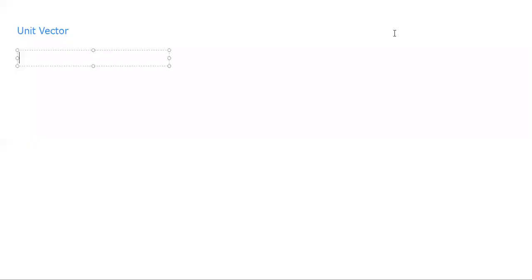The next topic is unit vector. As you can see from the name, that is unit vector. A vector whose magnitude is unity, that is 1, is called a unit vector. So the definition of a unit vector would be a vector whose magnitude is unity is called unit vector.